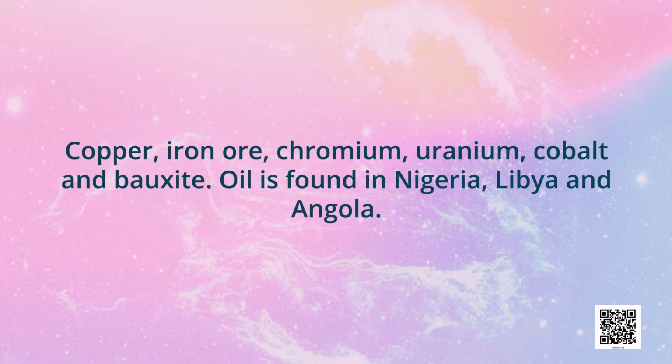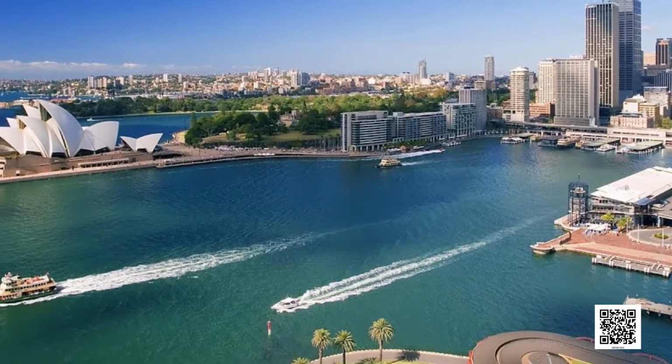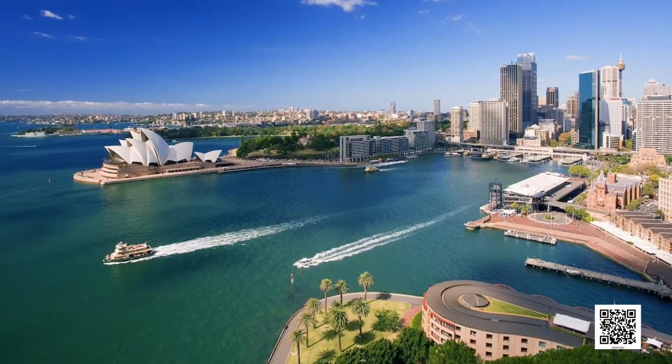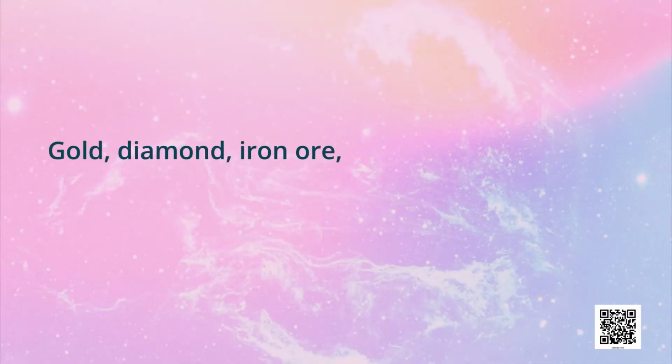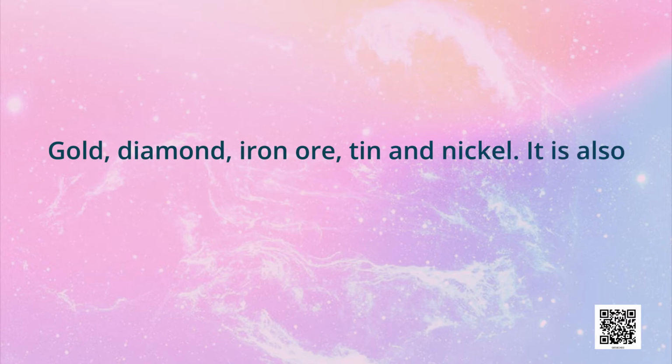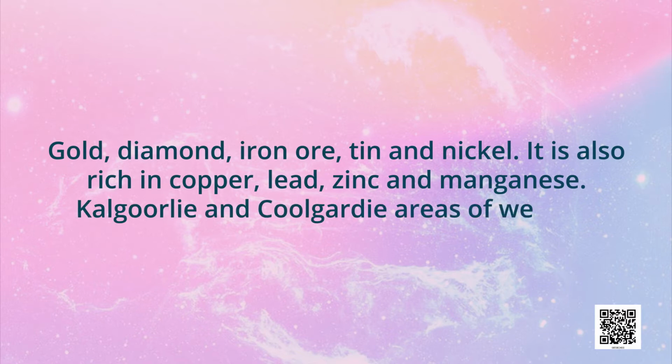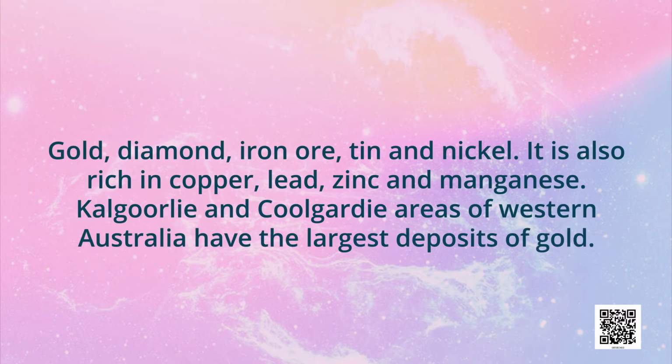Now, talking about the last one, Australia. Australia is the largest producer of bauxite in the world. It is a leading producer of gold, diamond, iron ore, tin, and nickel. It is also rich in copper, lead, zinc, and magnesium. Kalgoorlie and Coolgardie areas of Western Australia have the largest deposits of gold.